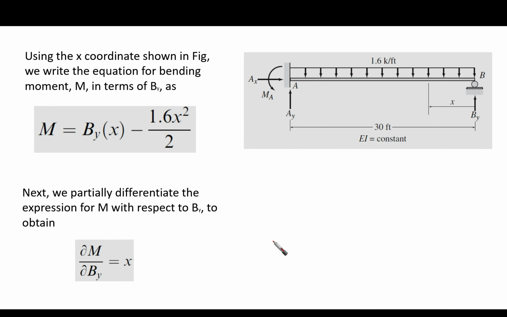Now let's use the x coordinate shown in the figure as our location parameter, and write the equation for the bending moment. As you remember, we need the moment to be a function of what? Exactly, of By. So we are going to write the equation of moment at any point here. Remember that we are taking the integration, which means that at any point we want to know the moment and then integrate it, right?